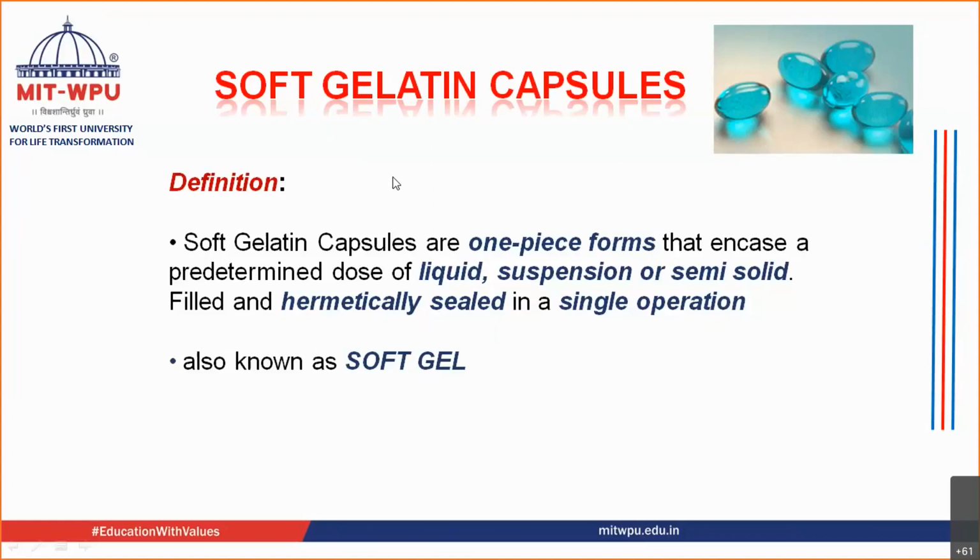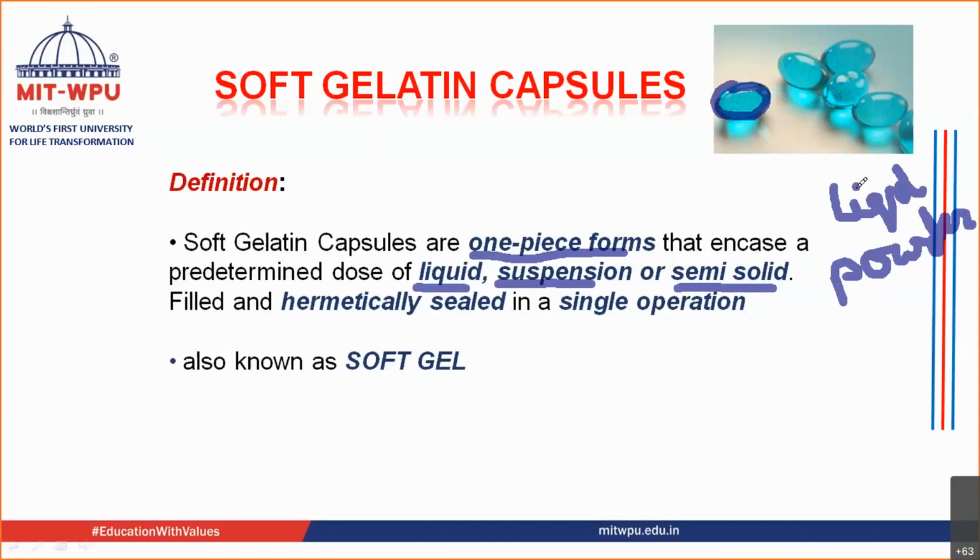Now, soft gelatin capsule is a one piece capsule. Okay, there is no cap, there is no body over here. It is a one piece capsule, right? So it is a one piece capsule in which you can fill what? You can fill liquid, you can fill suspension, or you can fill semi solid. It is not that you cannot fill powders into it. Powders can also be filled into the soft gelatin capsules, like you can fill liquids into hard gelatin capsules. In the similar manner you can fill powders also in soft gelatin capsules.